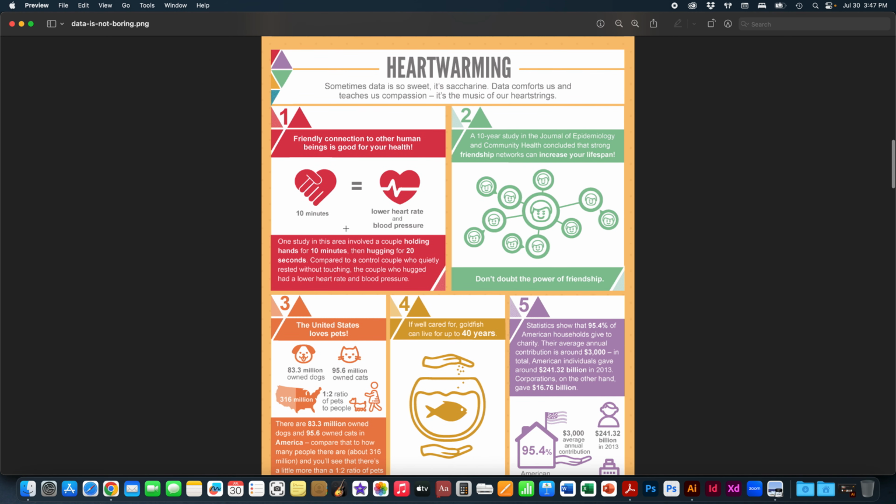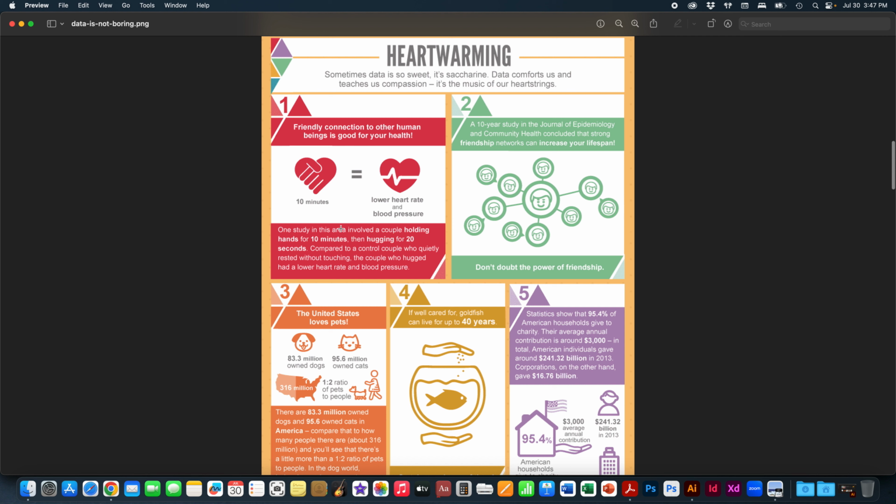This talks about how data is heartwarming. Notice how the color palette has changed, because now we're talking about a different type of adjective here. It is heartwarming. The color palette has changed. The overall personality and style of the graphics have changed. They're more rounded, more friendly looking, right? So you can see how these are broken down. Even the way in which the bits of information are organized is different.